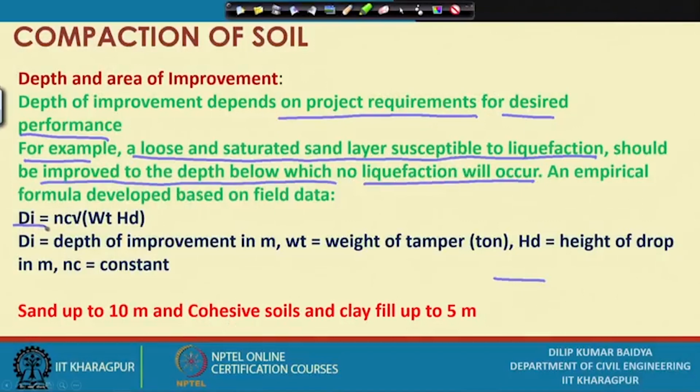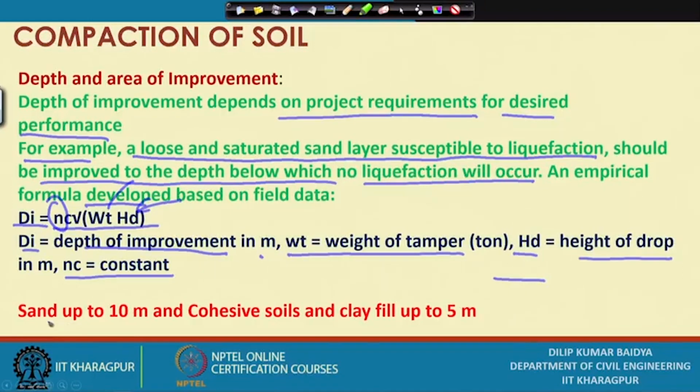So, the depth of improvement will be DI = NC √(WT × HD). DI is the depth of improvement in meter, WT is the weight of tamper in ton, HD is the height of drop, that is also in meter, and NC is the constant. If I know this, then I can find out how much depth it will go. Accordingly, I can adjust this height and weight to reach a desired depth.